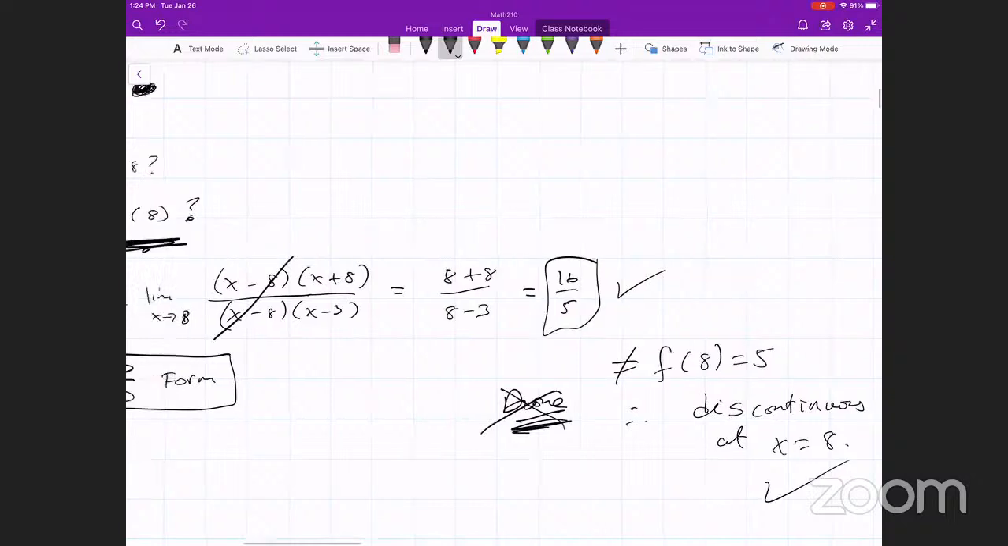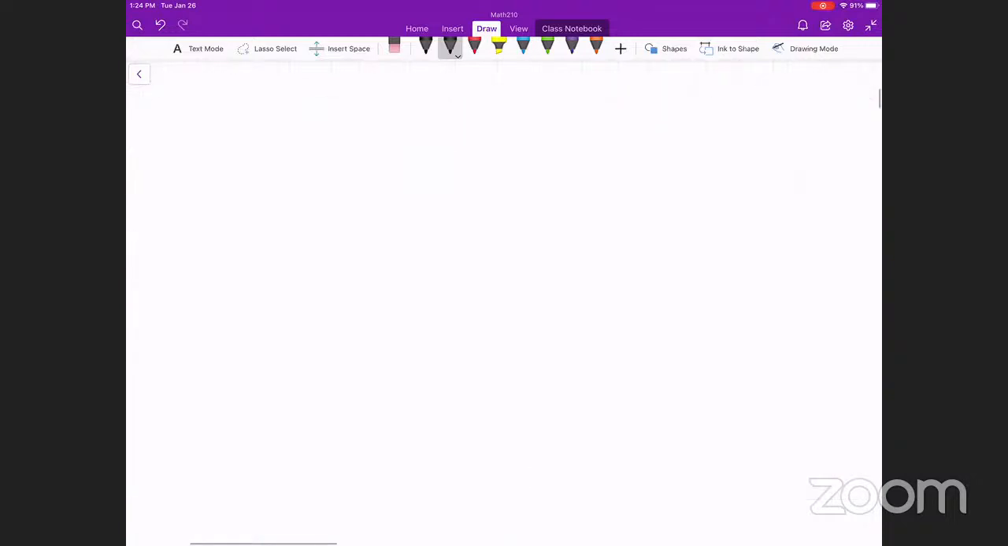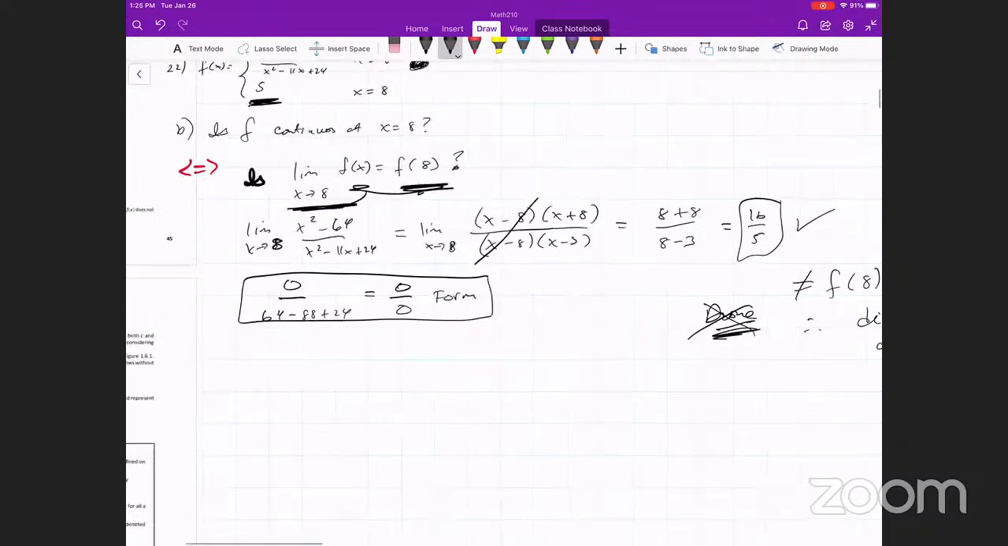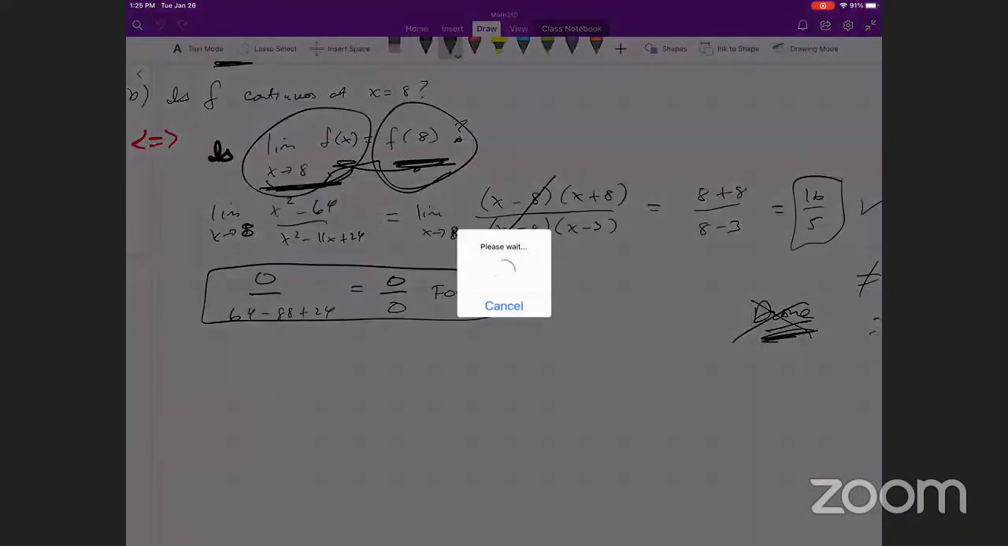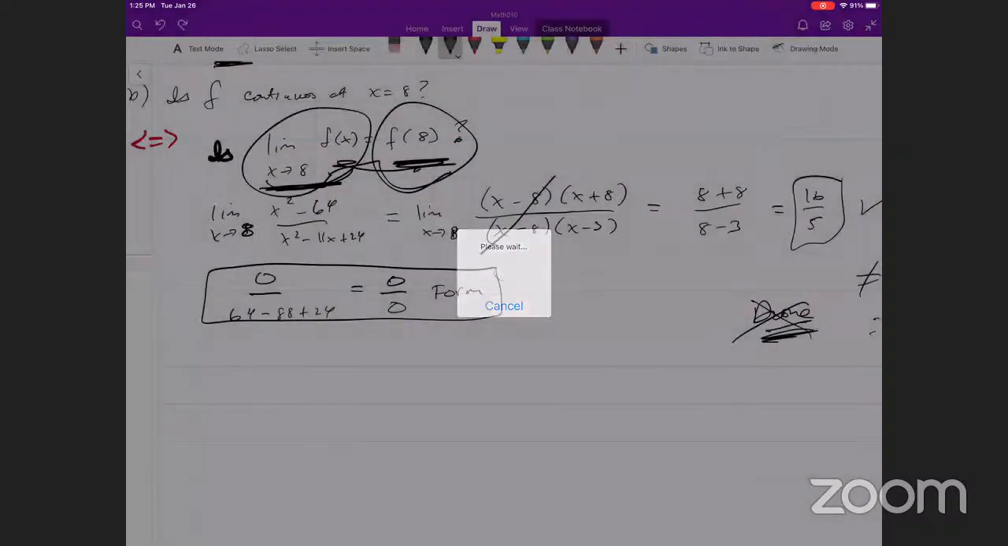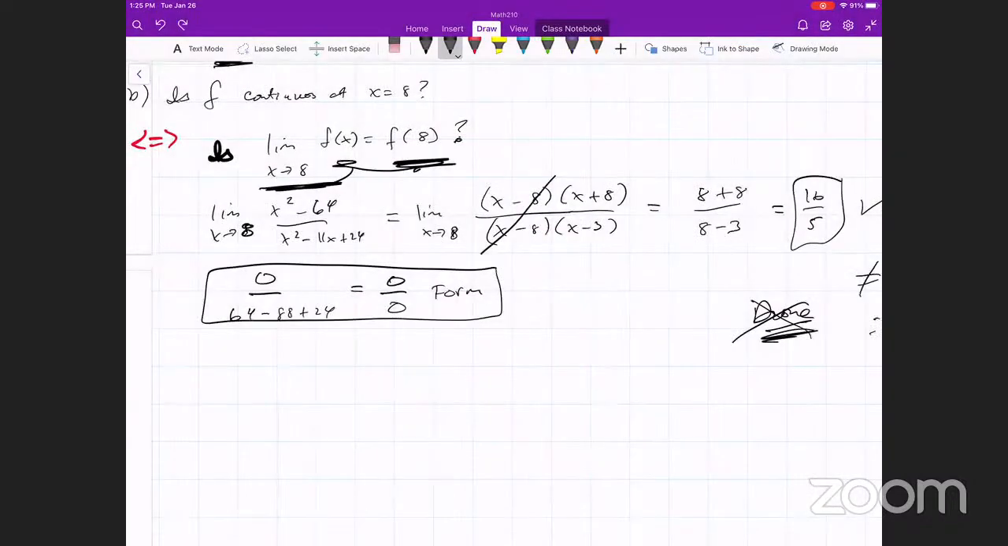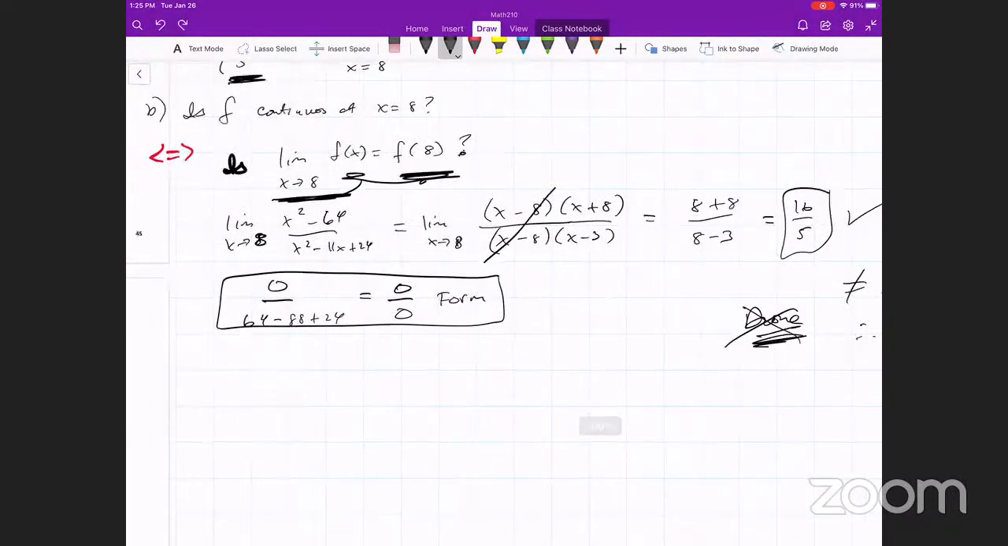With that justification, you need to find the limit, and check whether it's equal to f of 8. If it is equal, then the function is continuous at that spot. And if it's not equal, then it's discontinuous. Any questions about that one before we head on to another one?